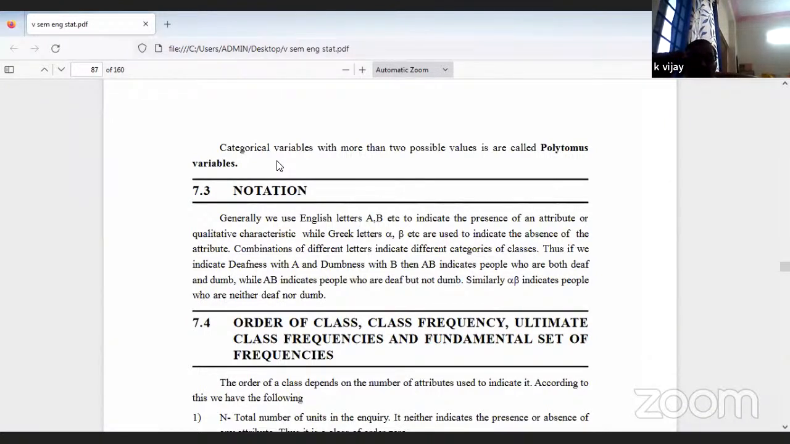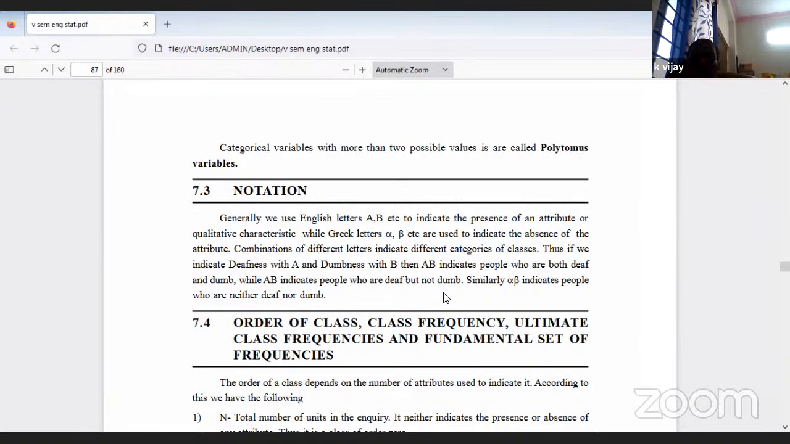Define deafness with A and dumbness with B. AB indicates people who are both deaf and dumb. Deafness with A. So A beta indicates people who are deaf but not dumb. That is, those who are deaf may be dumb, and those who are dumb may be deaf. But deaf not dumb depends on the statistical data we have taken. Right or not?